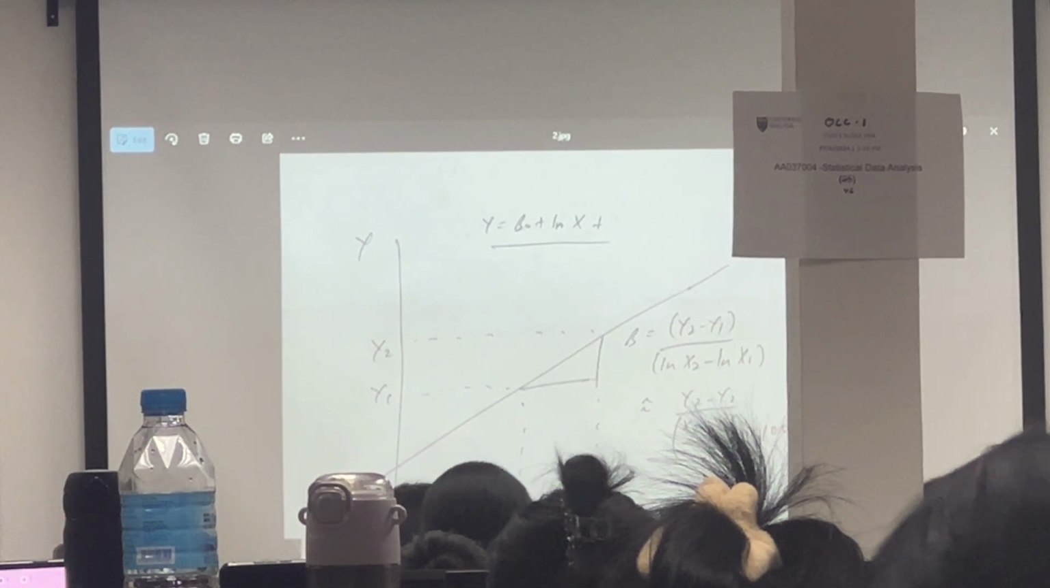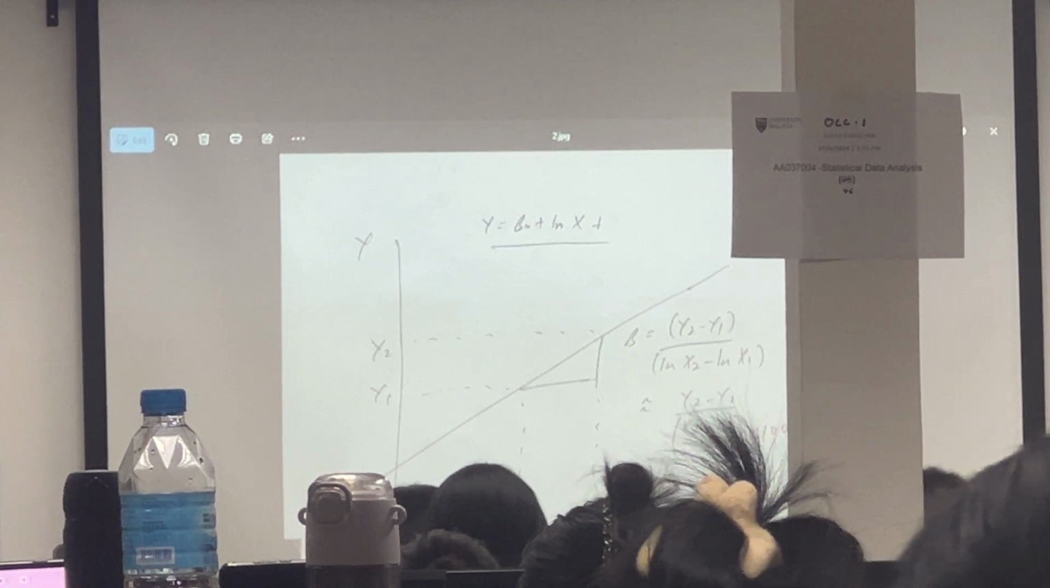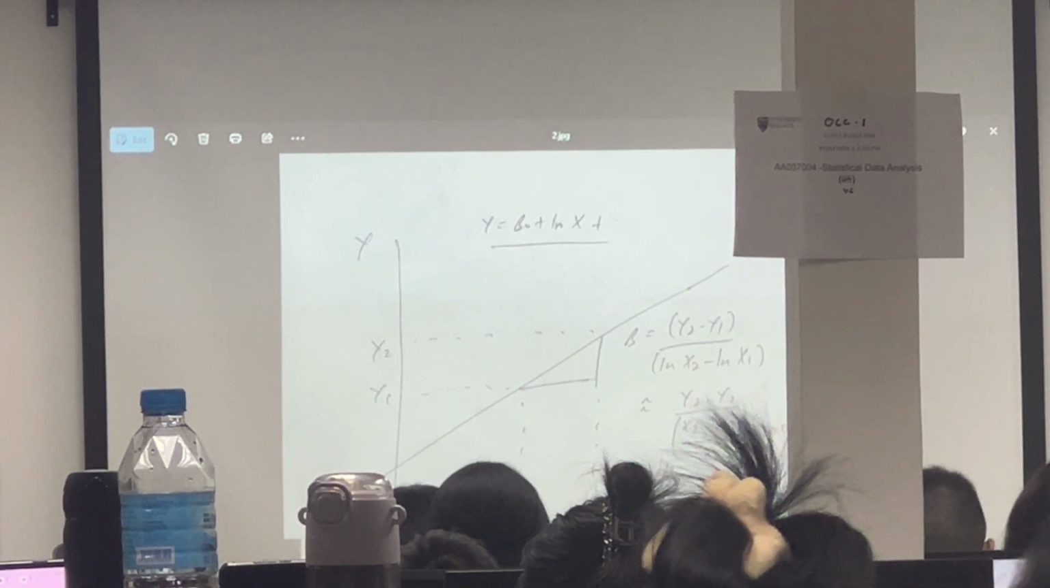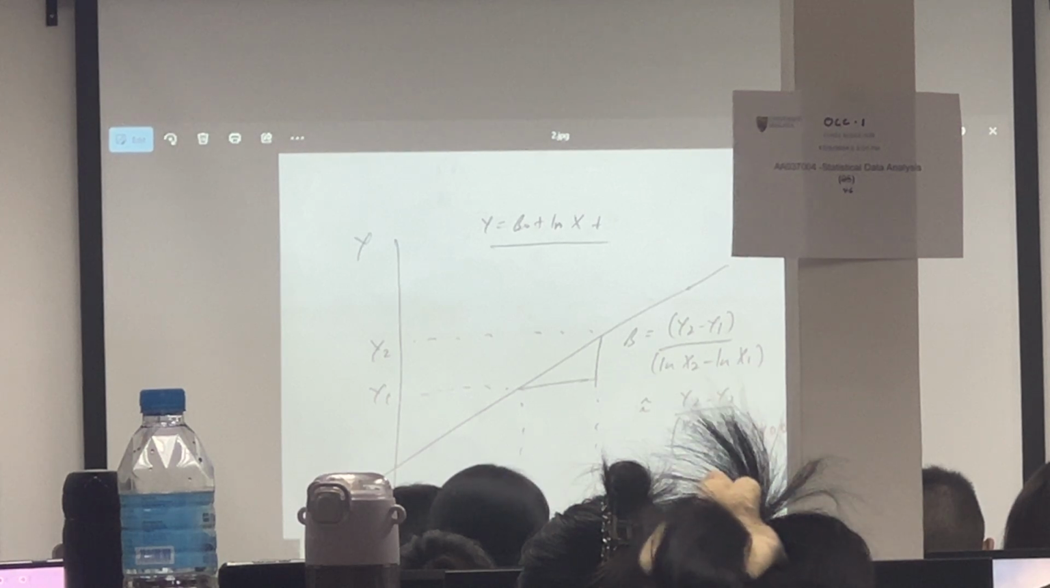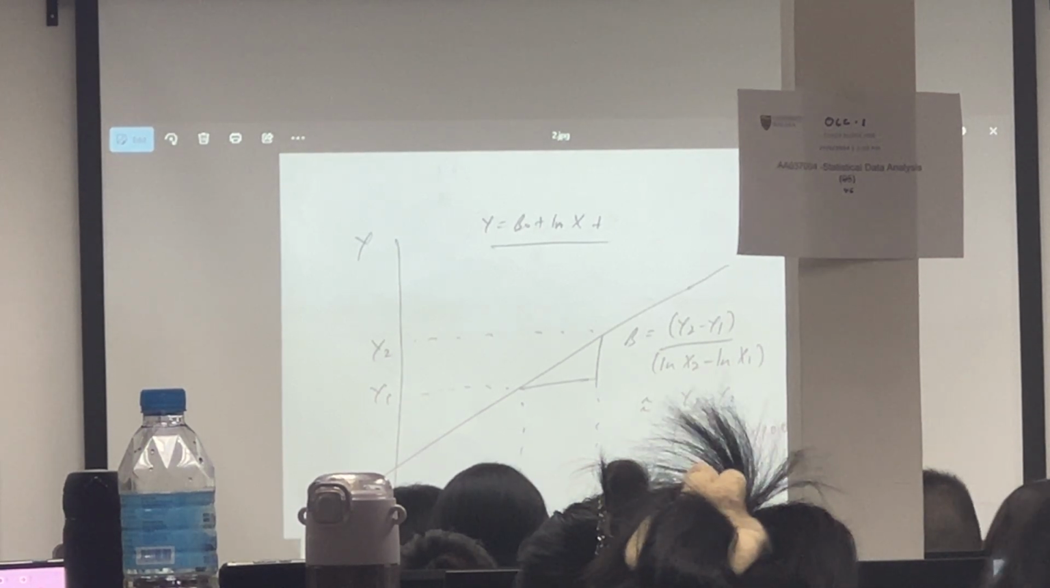So it depends on whether you use a double log model. In a double log model, you can just use the estimate value as a direct estimate of elasticity. So when X increases 1%, Y increases or decreases by how many percent? That is the double log model.